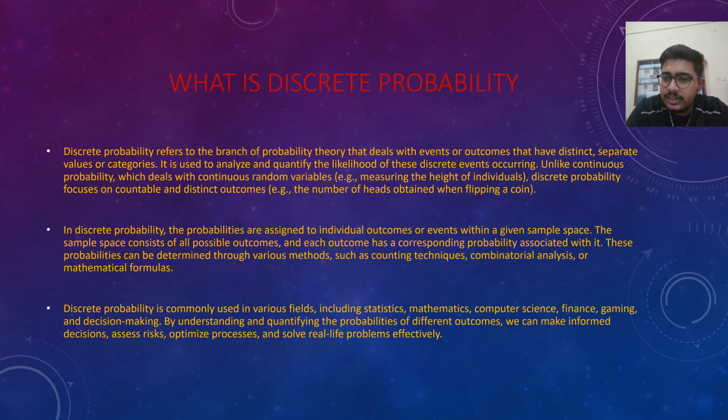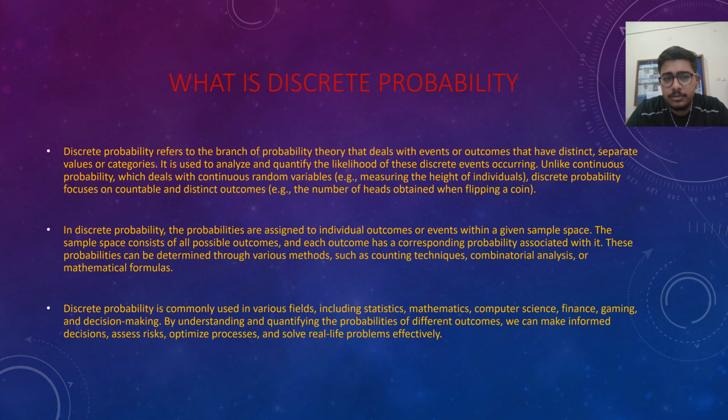And so now, friends, I will make you know about what discrete probability is. Discrete probability refers to the branch of probability theory that deals with events and outcomes which have separate values or categories. It is used to analyze and quantify the likelihood of these discrete event outcomes and occurrences. In discrete probability, probabilities are assigned to the individual outcomes or events within the given sample space. Sample space consists of all the outcomes.